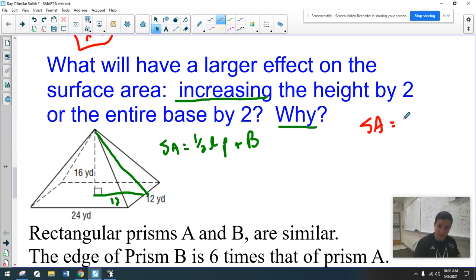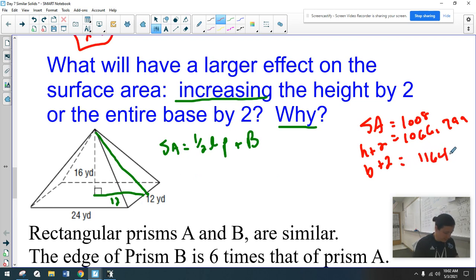So the original surface area was 1,008. If you added 2 to the height, it was 1066.799. And if you just added 2 to one of your bases, which it doesn't matter if you did the 24 or the 12, it's going to give me 1164. Okay, so if you wanted to figure out which one was bigger and you actually use the numbers, then adding to the base is bigger. So you could figure that out the long way. So increasing the height or increasing the base is what they asked for. It would be increasing the base.